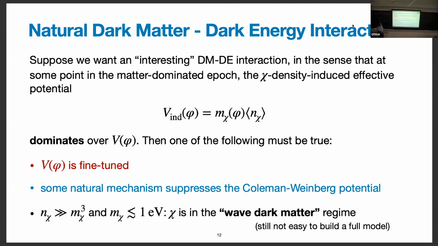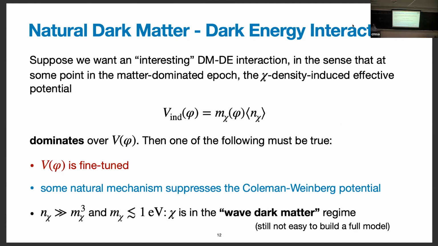And so what we ask is that this induced potential for phi dominates over the bare potential, the part that didn't depend on chi. We're demanding that just to say, if that doesn't happen, then this interaction is not all that interesting from the viewpoint of the dark energy dynamics. But if it does, then something interesting happens.